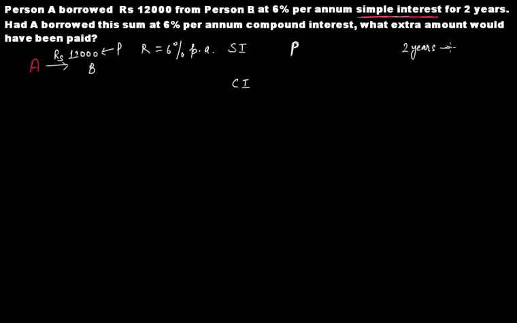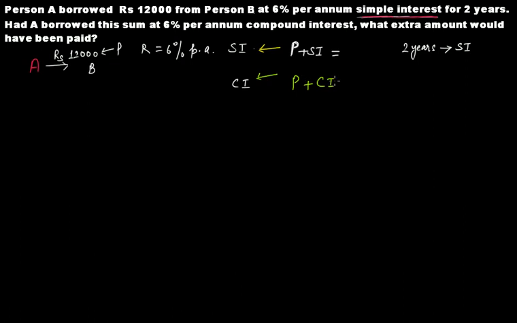So if for 2 years you calculate the simple interest and add to this principal, then the final amount that person A pays after 2 years will be P plus simple interest, that is principal plus simple interest. Okay, this is for this condition. Now let's talk about the hypothetical condition. In this case, the person A will pay after 2 years P plus the compound interest. In one case simple interest for 2 years, in the other compound interest for 2 years. P will be there in both these conditions.